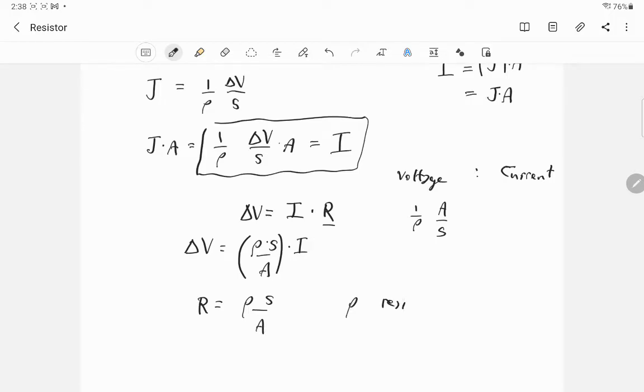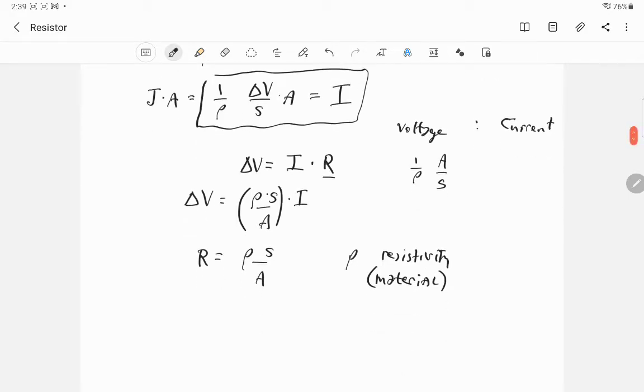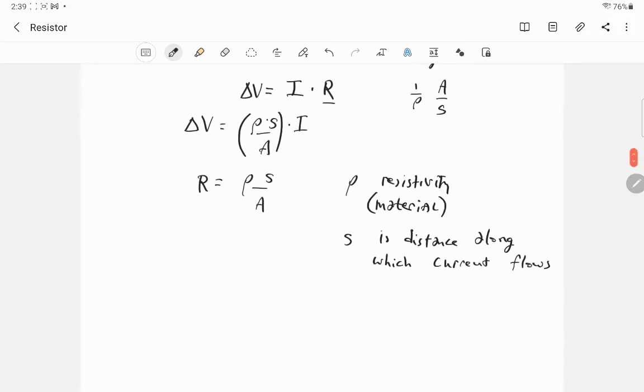Rho is the resistivity, right? It's a question of what material you are using. Are you using silver or gold, copper, steel? S is the distance along which current flows, right? And A is the cross-sectional area.